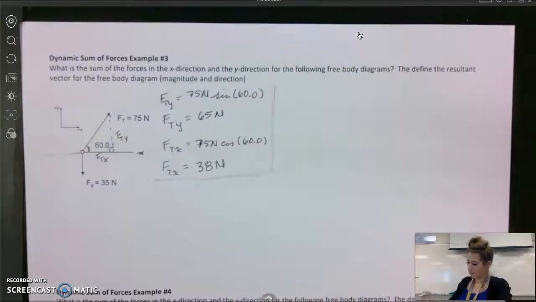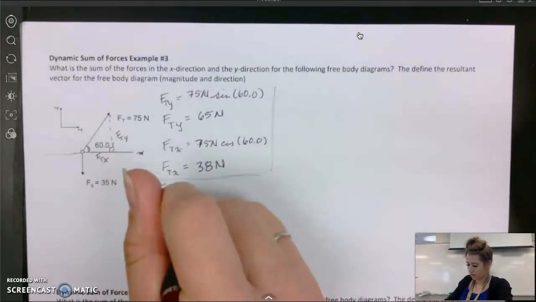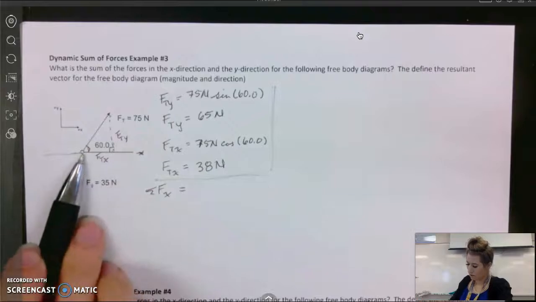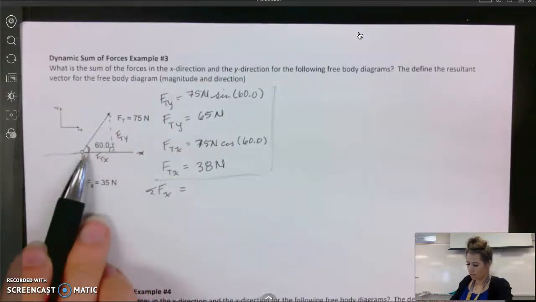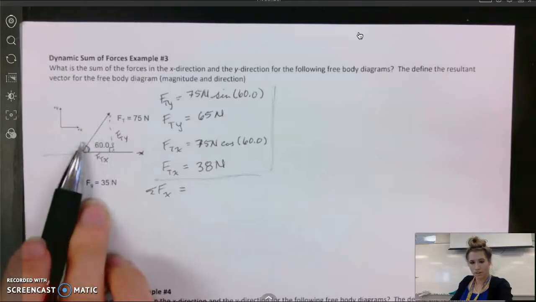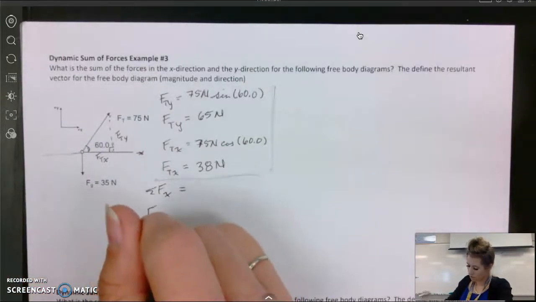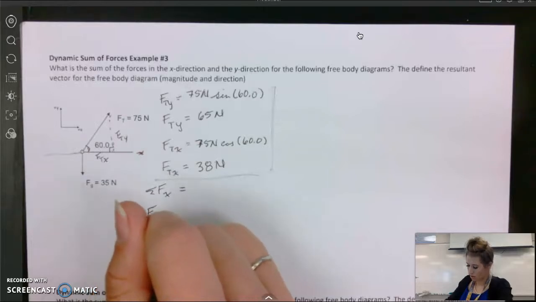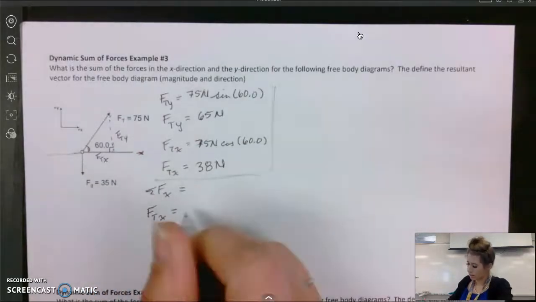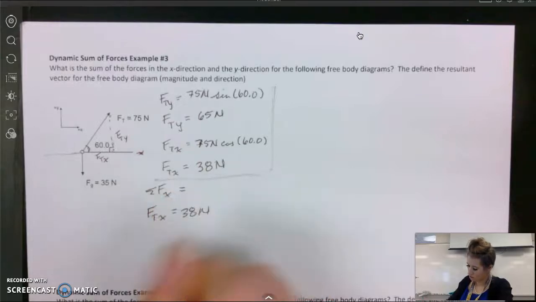Okay, so sum of the forces in the x direction. We have this force due to tension in the x, and that's our only force in the x, right? So the sum of the forces, well, that's just the force due to tension in the x direction. And that we know is 38 newtons. So the sum of the forces in the x direction is just 38 newtons.